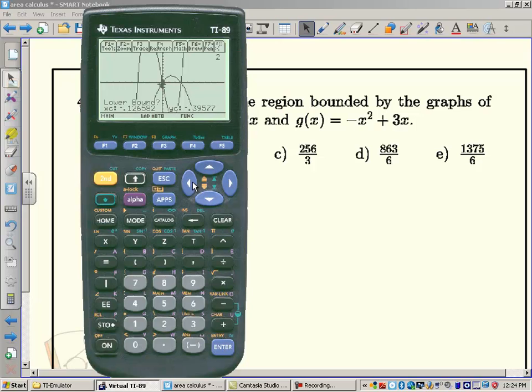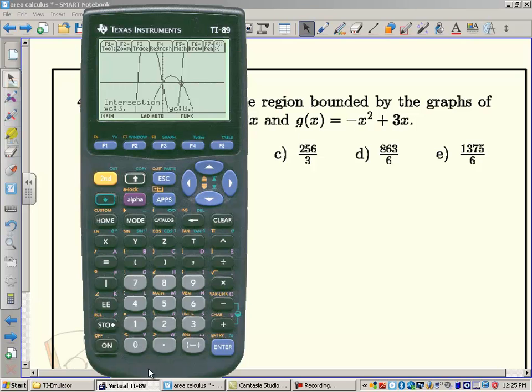Now lower bound means move just a little to the left of the intersection. Upper bound means move a little to the right. I've got one intersection, it looks like that's 0, and it's at 0. And the other intersection, first curve, second curve, you can actually type these in. It looks like a lower bound is 2, and an upper bound would be like 5. You can just hit those numbers, and we're going from 0 to 3.